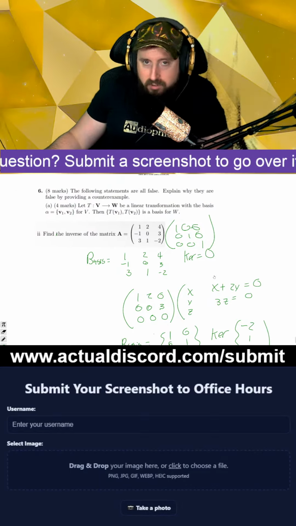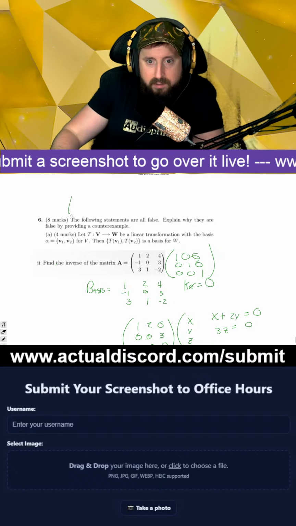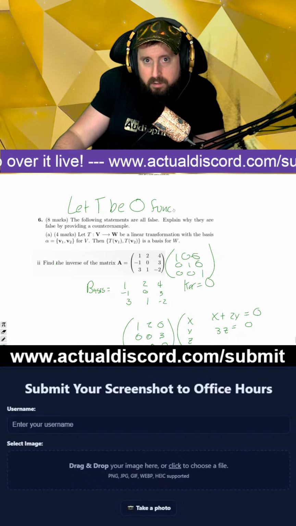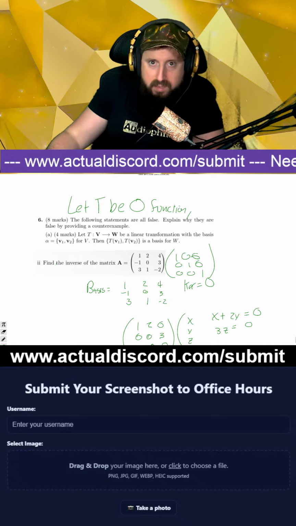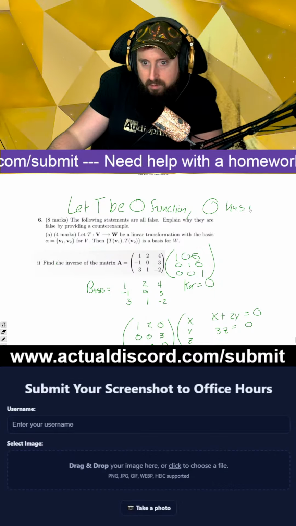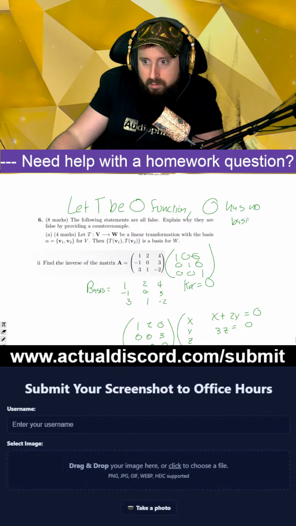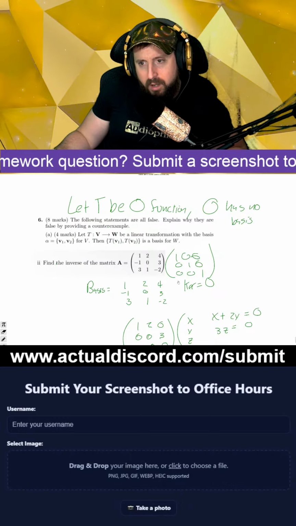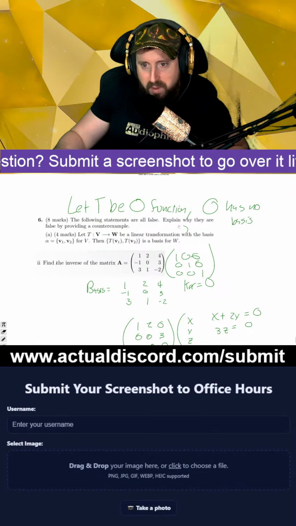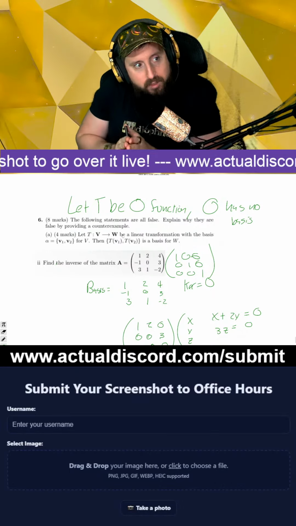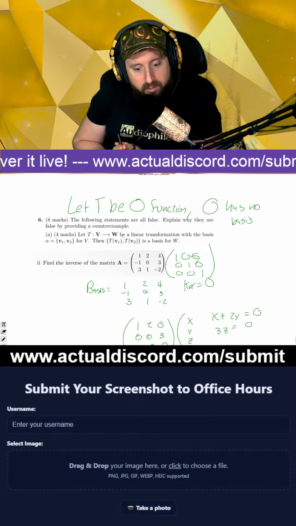So, Chloe, to answer your question, we say let T be the 0 function. And then, yeah, 0 is not a basis, right? Yeah, 0 has no basis. So if you were to transform your basis here with the 0 function, that's not a basis for W. It doesn't span anything. Span means it doesn't cover any of the numbers. That makes sense, Chloe.